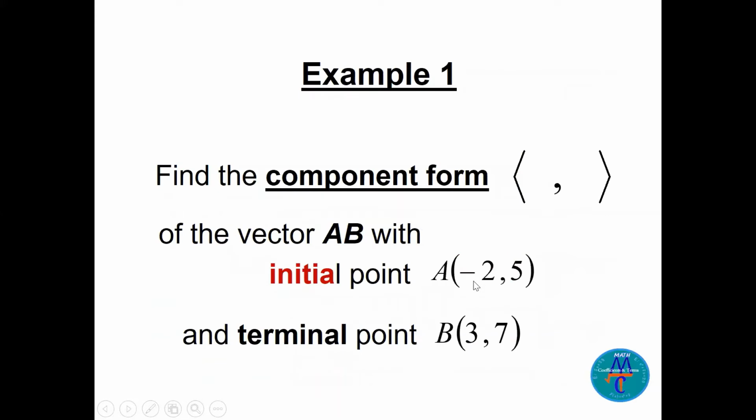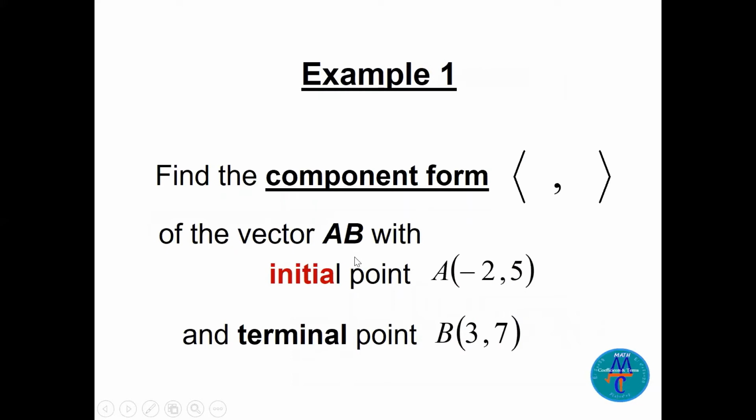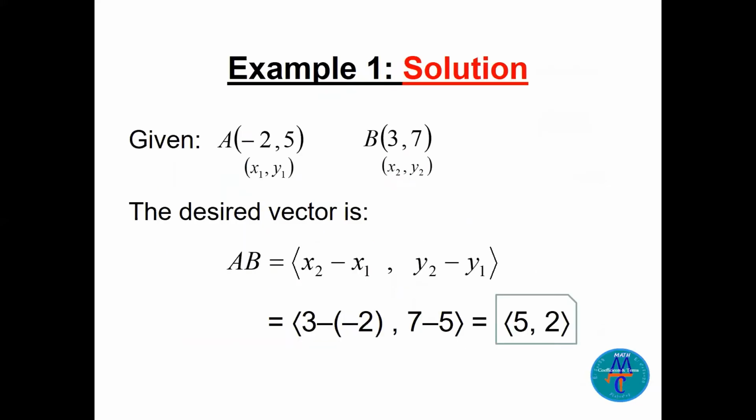Now let's look at example 1. Find the component form of the vector AB with initial point A and terminal point B. So A here is x1, y1, and B is x2, y2. That's so easy. So the desired vector is AB. See, it said here, find the vector AB from A to B. So x2 minus x1, which means 3 minus minus 2, y2 minus y1 is 7 minus 5. So the vector will be ⟨5, 2⟩.